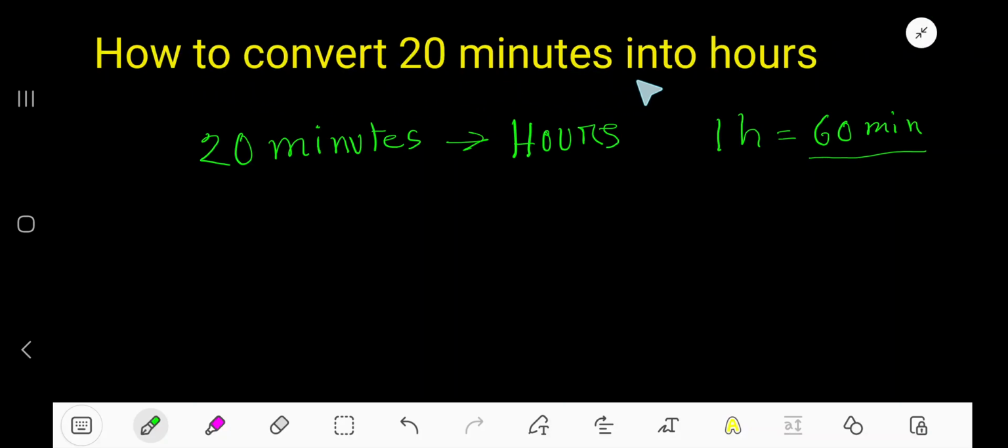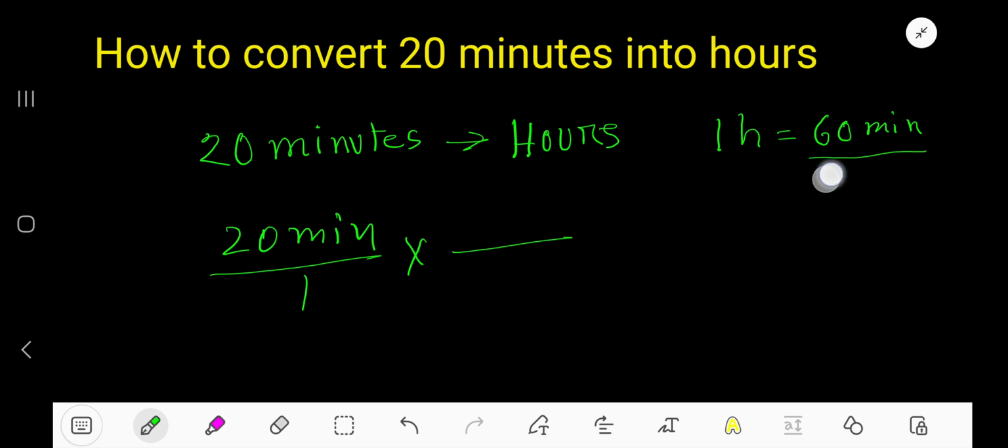How to convert 20 minutes into hours? So our problem is 20 minutes. Write it like this, and from this conversion equation, look, we need to cancel this minute. So from this conversion equation, the minute part will come at the bottom, so that we can cancel minute to minute. And this portion of the equation comes as the numerator.